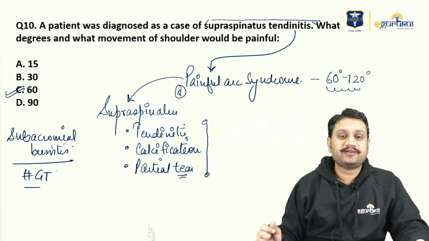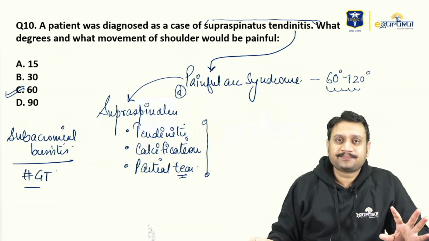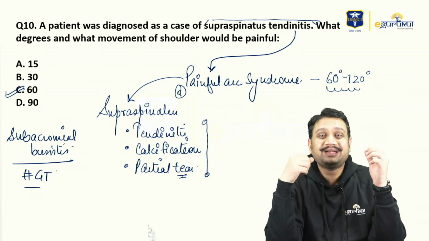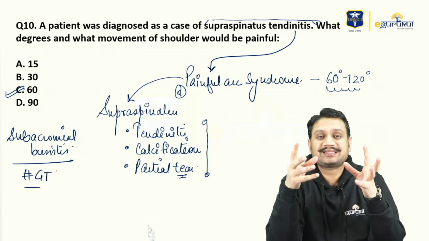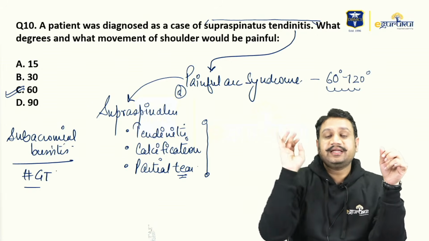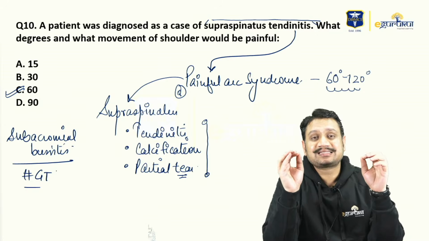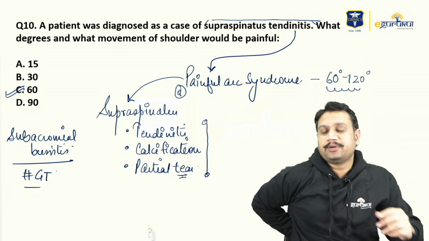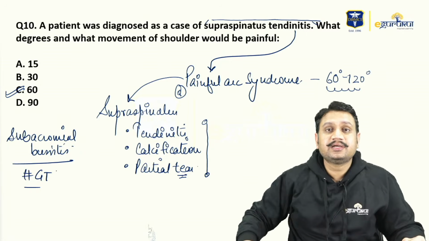Okay, so this is painful arc syndrome. Now from shoulder, guys, what I want you to remember, whenever there is a problem in the shoulder, different types of movements will be restricted. For example, if it is painful arc, it will be midway, right? If it is a frozen shoulder, it starts with internal rotation. You ask the patient to keep the hand on the lower back, he won't be able to do it. That is, the internal rotation will be affected.